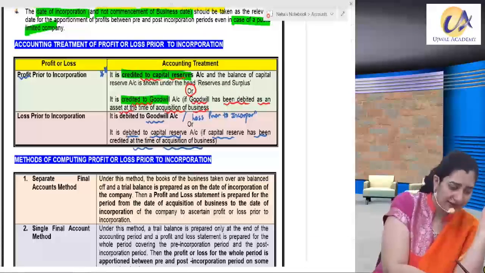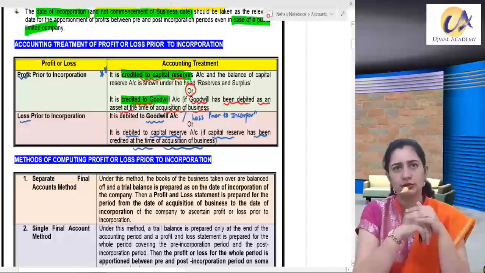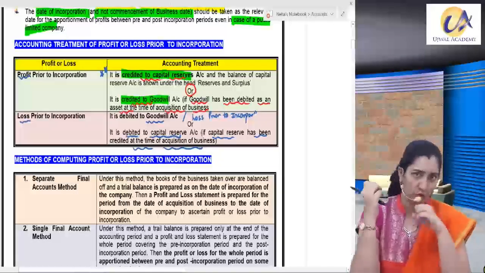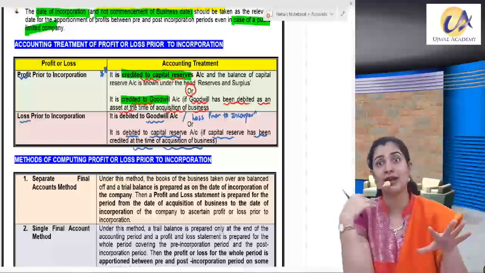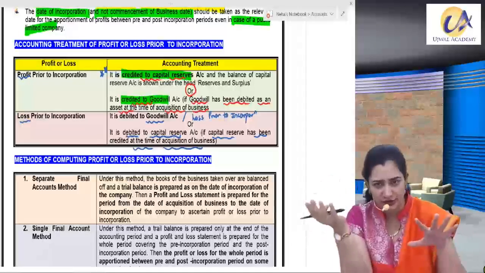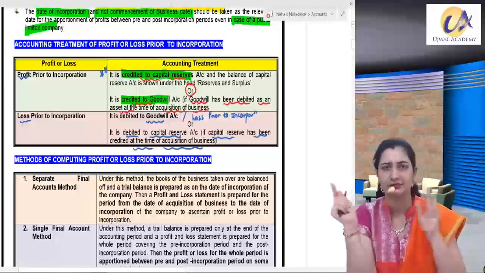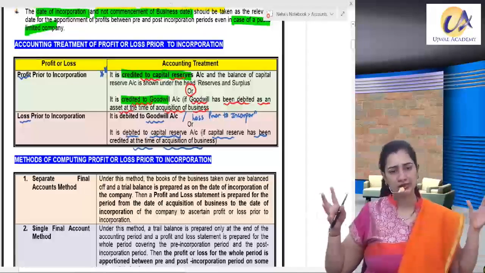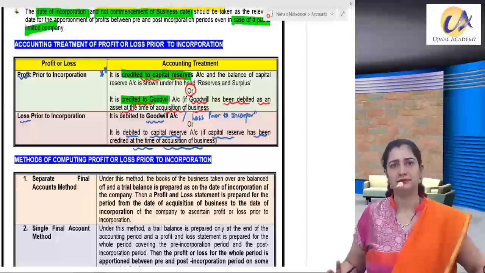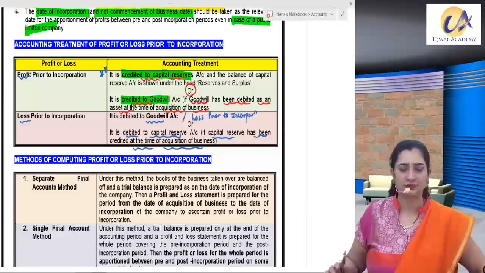Similarly, अगर loss है prior to incorporation, so you debit it to goodwill. But if you had capital reserve during acquisition, you can take it where? Debit to capital reserve. ठीक है? तो ये basic summary है. I hope this is clear, right?